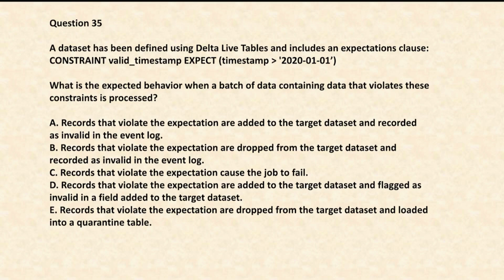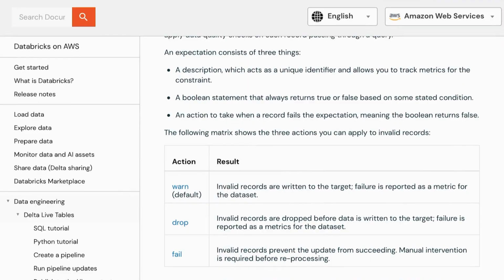What is the expected behavior when a batch of data containing data that violates these constraints is processed? So basically, when you have the Delta Live table, it has given you some constraint, right? It says it cannot be greater than a timestamp which is mentioned here. So there are different ways you can mention the constraint with the expect keyword. Okay, so let's go to the documentation.